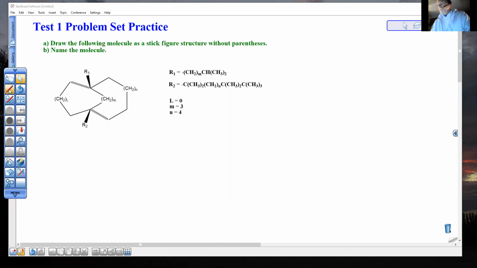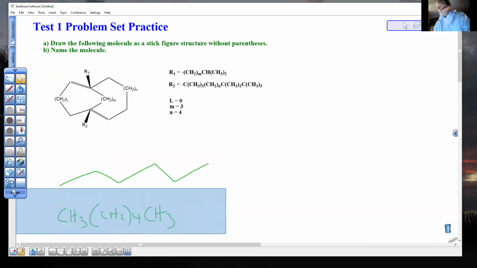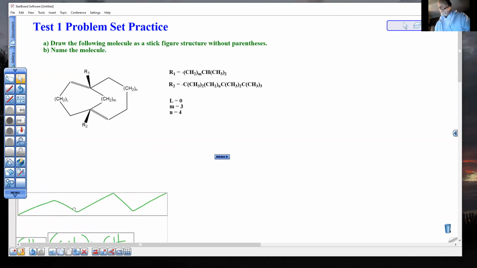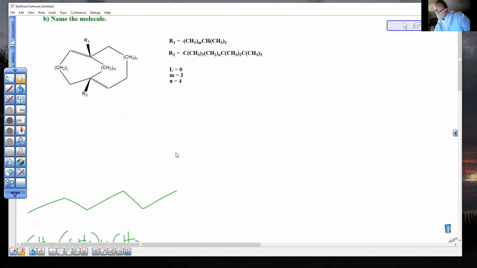CH2s, like this molecule could be written CH3 with 1, 2, 3, 4 CH2s in a row. Okay, that's a separate molecule here. Get it out of the way. But there it is. CH2 4 times means CH2, CH2, CH2, CH2. In this molecule here, L is 0. I know it seems tricky, but there's really 0 CH2s, which means this carbon is connected to that carbon.